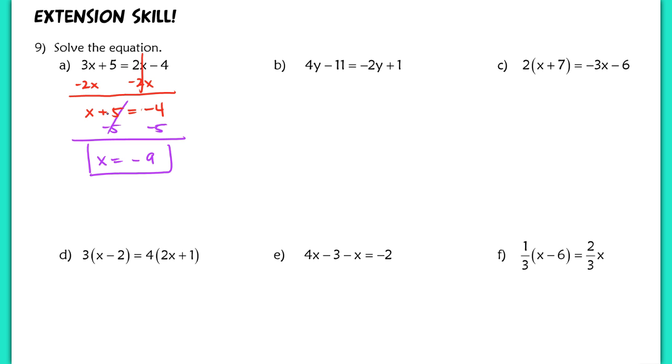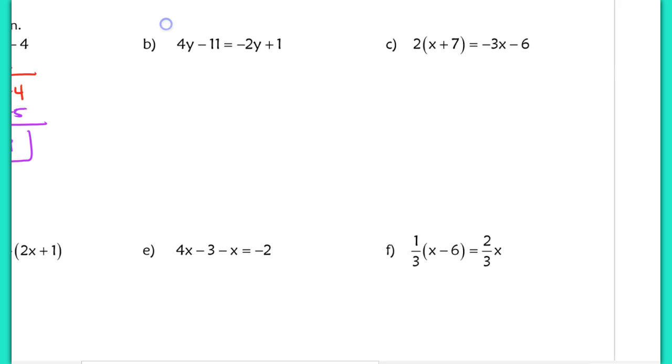So let's try that one more time. Here's b. In b, I'm going to add 2y so that I can move it over to the left-hand side. Since I'm adding 2y, that's going to cancel, so now it's no longer on the right-hand side. Once I add it to the other side, I end up with 4y plus 2y gives me 6y. So I have 6y minus 11 equals 1.